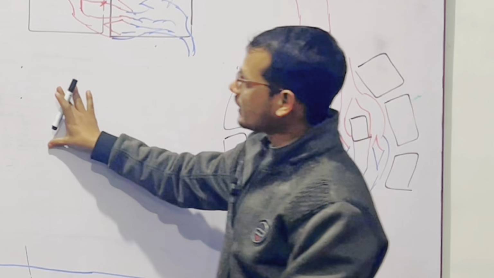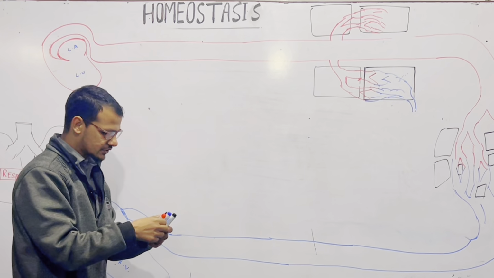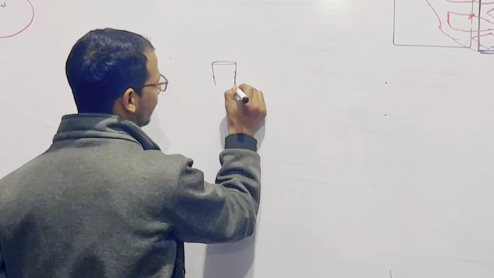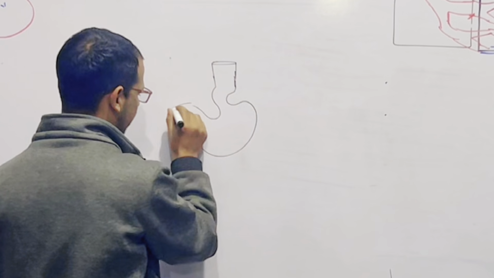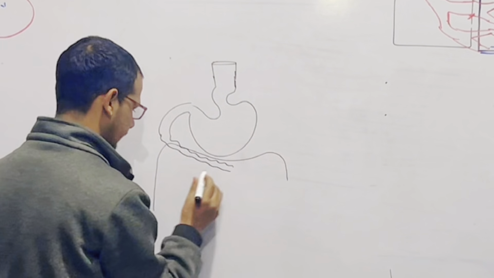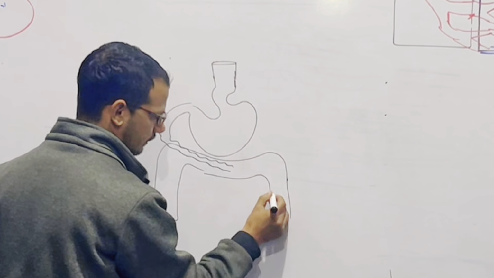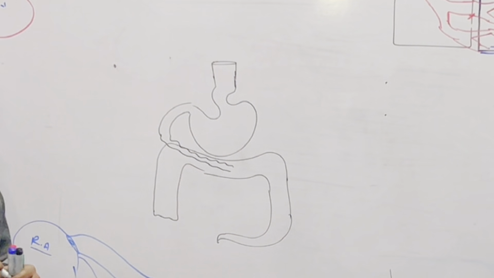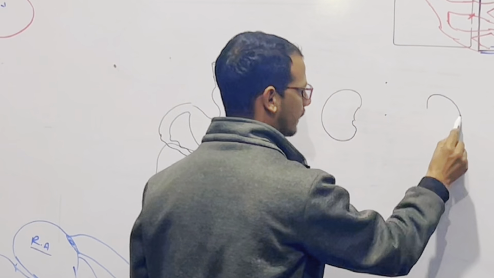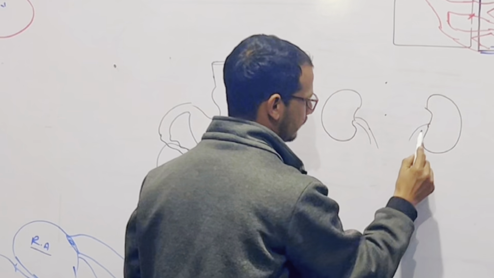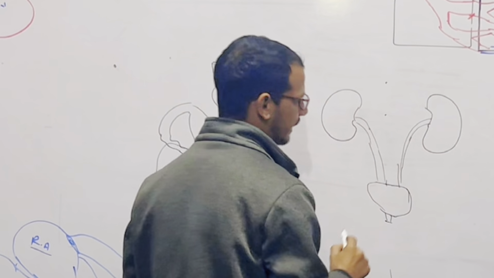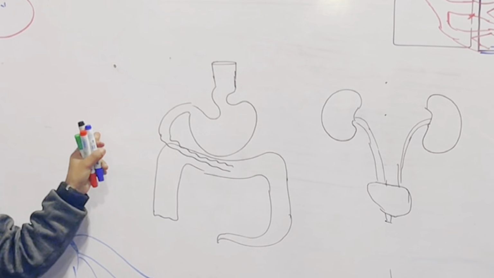Right, here are two circulations which have the main role in homeostasis. One is the gastric system. For example, this is gastrointestinal. We have esophagus, stomach, small intestine, and also large intestine. Right, the second system is the kidney system, the renal system. We have two kidneys, ureters, and urinary bladder.